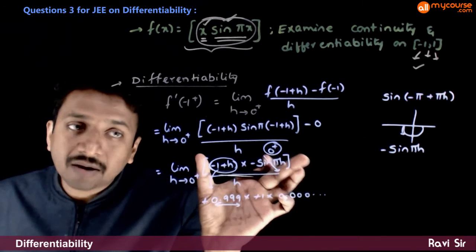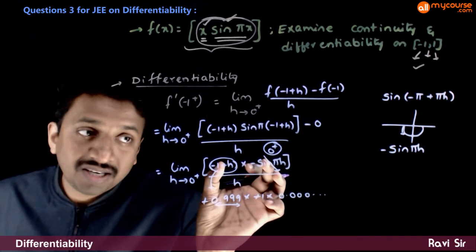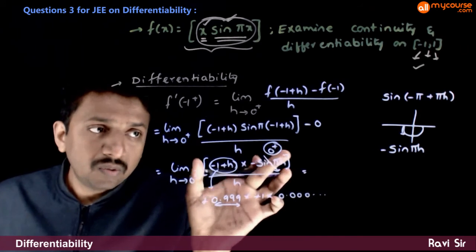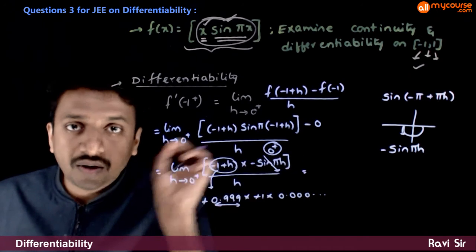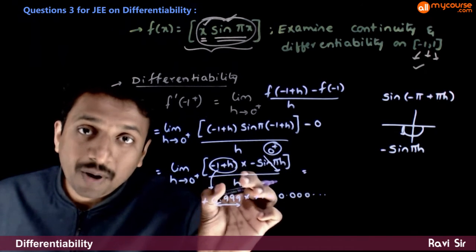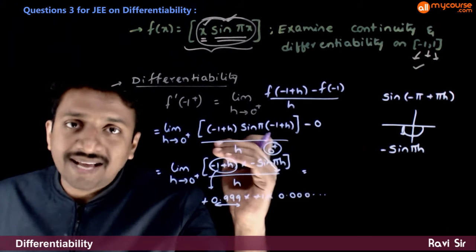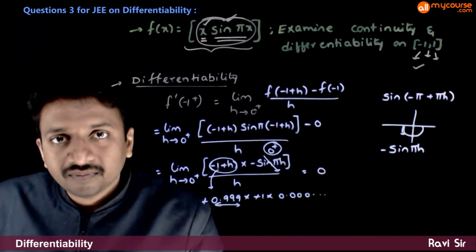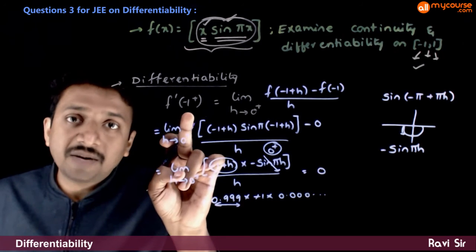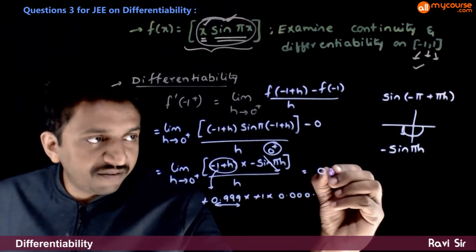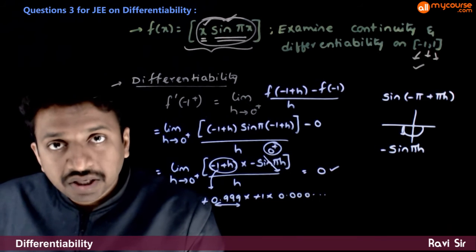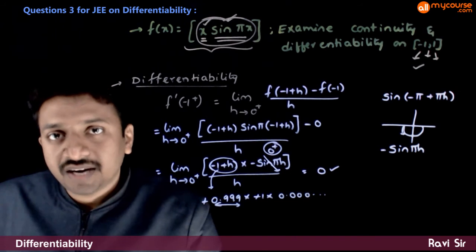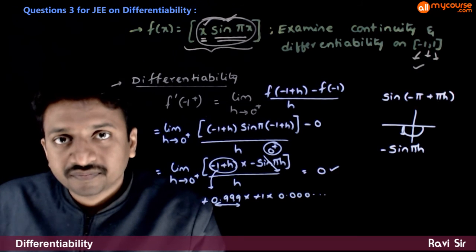So the integer part of any number which tends to 0 plus is 0. So the numerator is exactly equal to 0, and the denominator is approximately equal to 0. So exactly 0 by approximately 0 is 0. So f dash at minus 1 plus is defined and is equal to 0. Hence f of x is right differentiable at x is equal to minus 1.